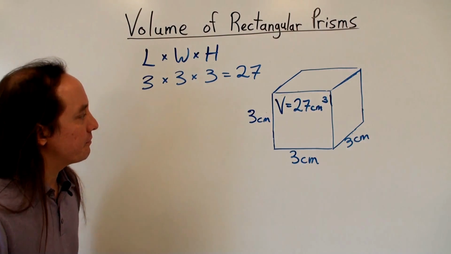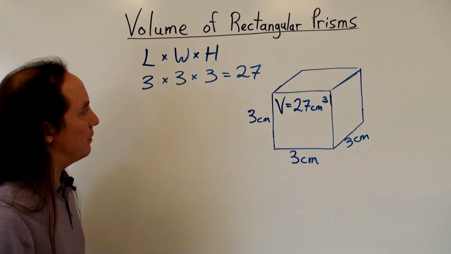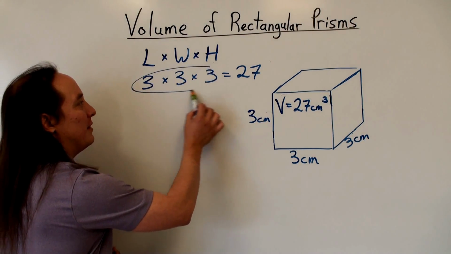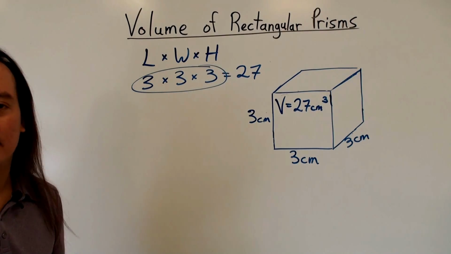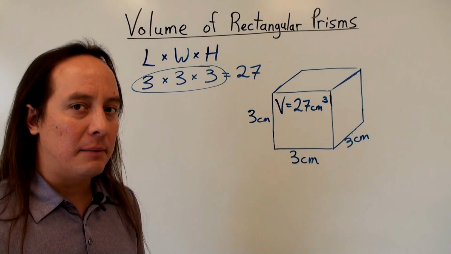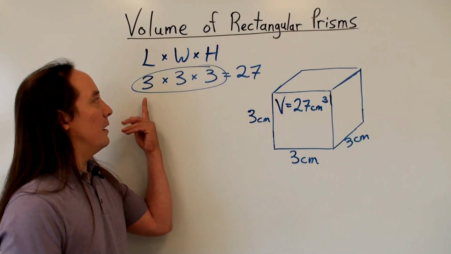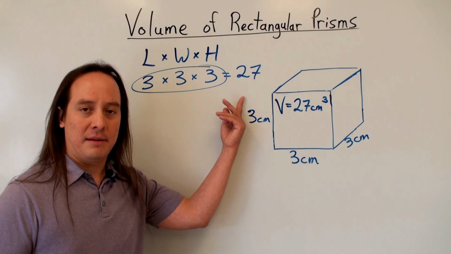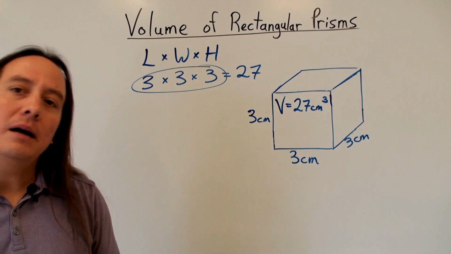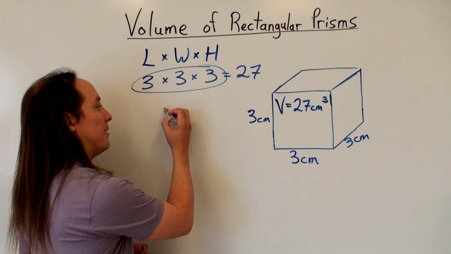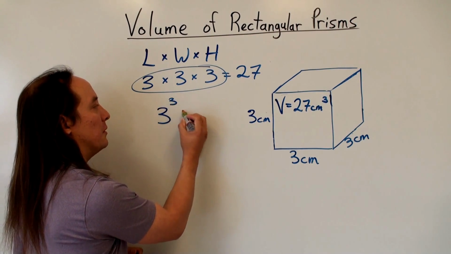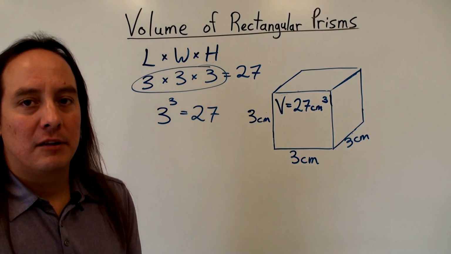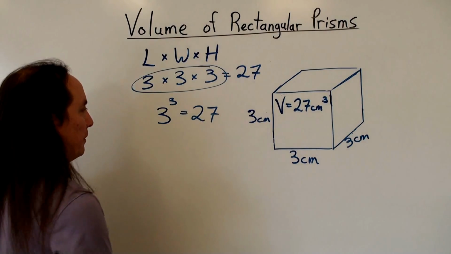Now, what's another way of saying 3 times 3 times 3? Or better yet, a number multiplied by itself, multiplied again by itself. Remember about exponents, that's basically 3 cubed. Basically 3 cubed. So let me go back a little bit here.